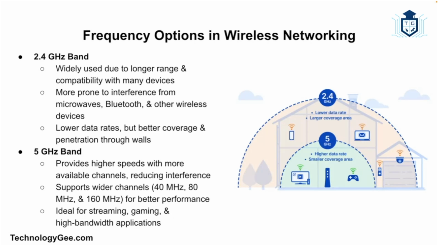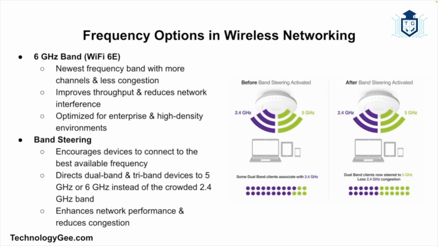All right, so let's move on and talk about frequency options. So we have the 2.4 gigahertz band, and this is widely used due to its range and compatibility. However, it is prone to interference from devices like microwaves and Bluetooth equipment, and it does support lower data rates, but provides better coverage. And then we have the 5 gigahertz band, and this offers higher speeds and more available channels, reducing interference. And it does support wider channels like 40 megahertz, 80, and 160 megahertz, making it ideal for high performance applications. And then we have the 6 gigahertz band.